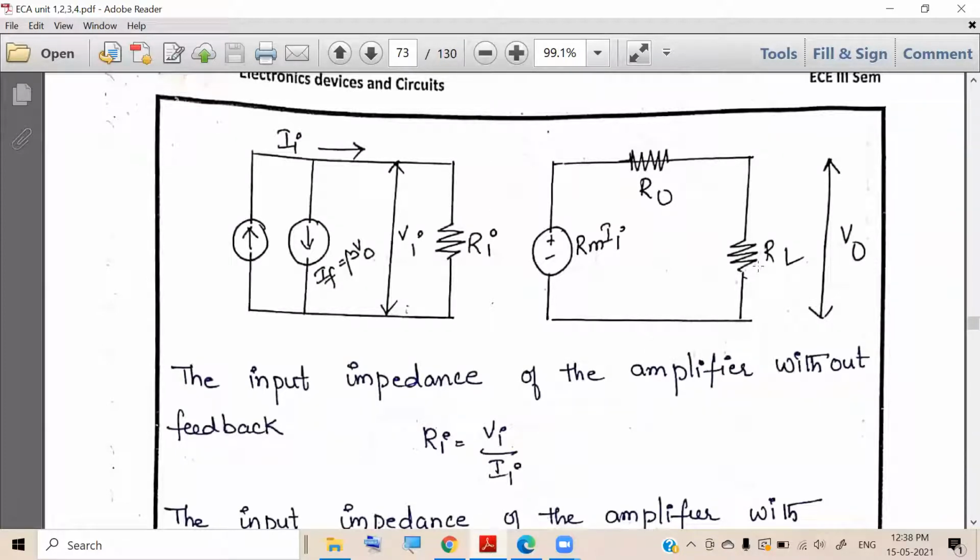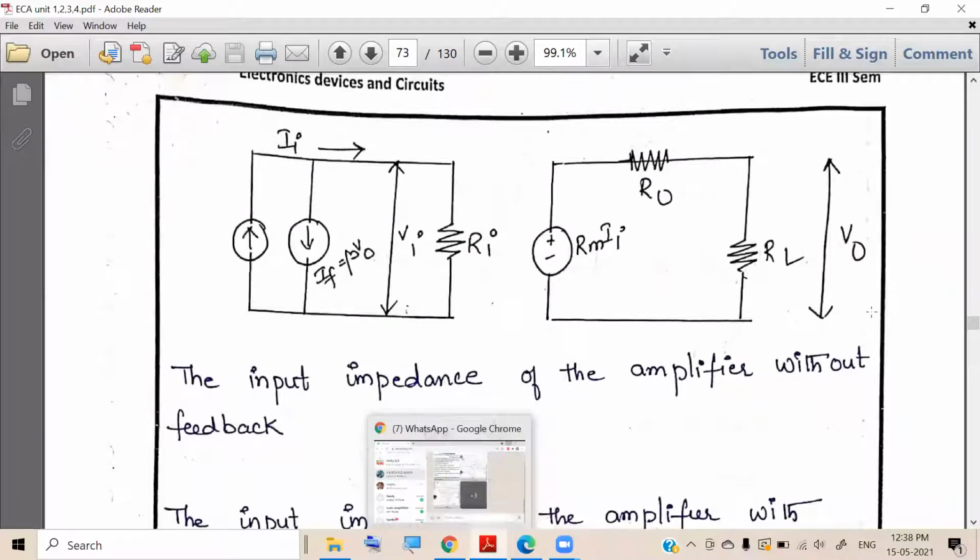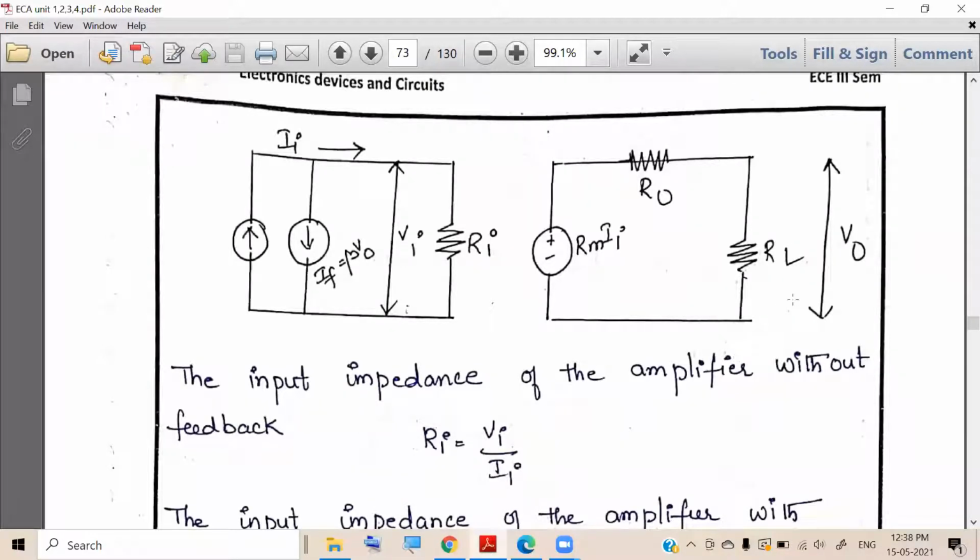So RL we will remove, then we will make Is 0. Then we will connect an external voltage source. Current drawn from that source, we will measure. Voltage source divided by current drawn from that source will give us the output resistance.